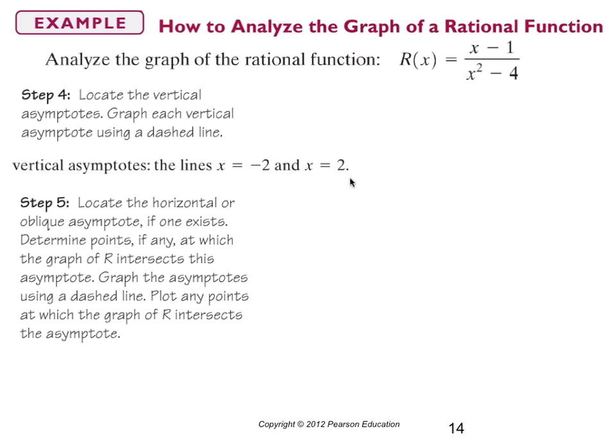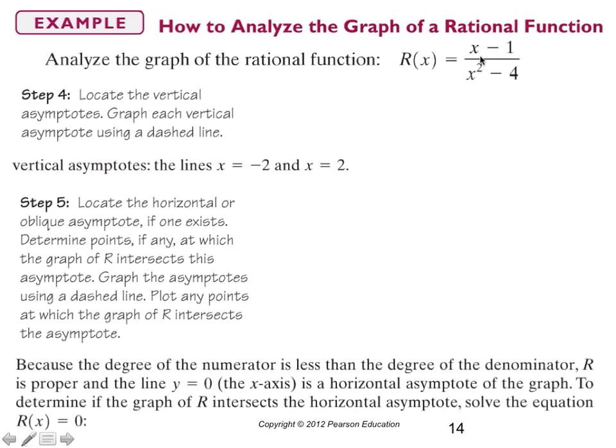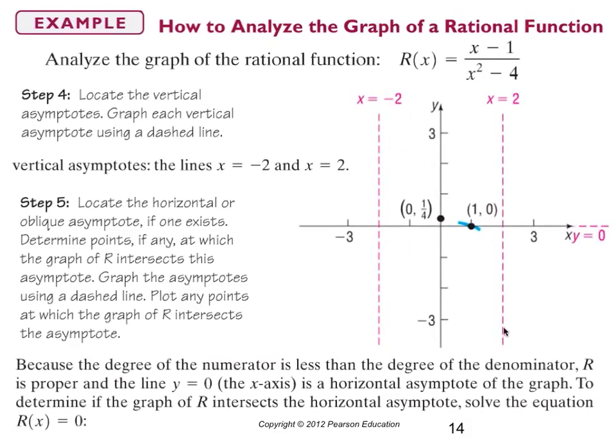Now, if you think about the horizontal or oblique asymptotes, this is where you need to pay attention to the degrees. We know that the degree of the numerator is 1 and the degree of the denominator is 2. So the degree of our numerator is less than the degree of the denominator. That means that our rational function is proper, so the line y equals 0 is going to be the horizontal asymptote. Now, in order to determine if the graph of r intersects the horizontal asymptote, we would have to set r of x equal to 0.